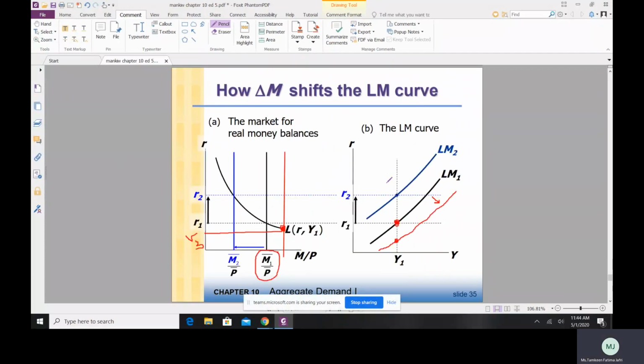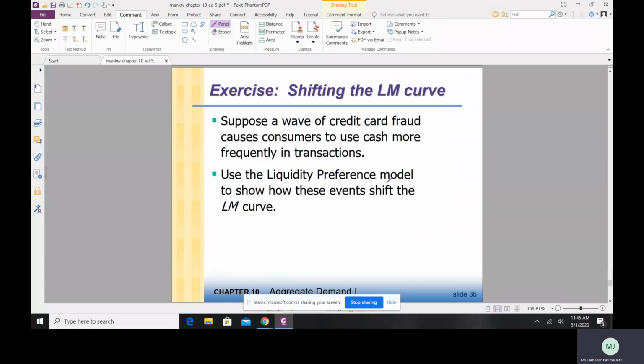I have identified two factors which result in a shift in the LM curve. One is when money supply decreases or increases, and the second is when there's a credit card fraud. There can be many other factors besides these.